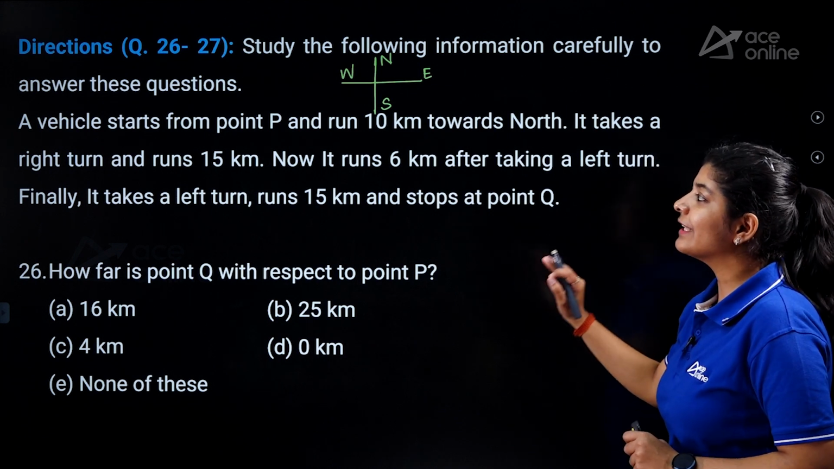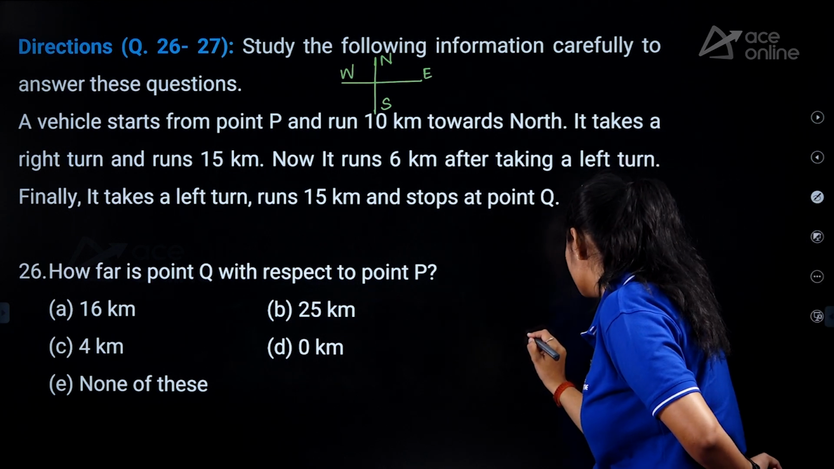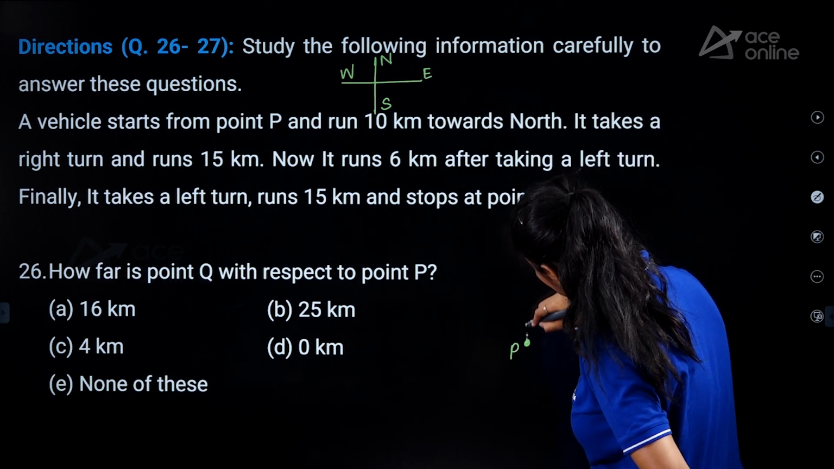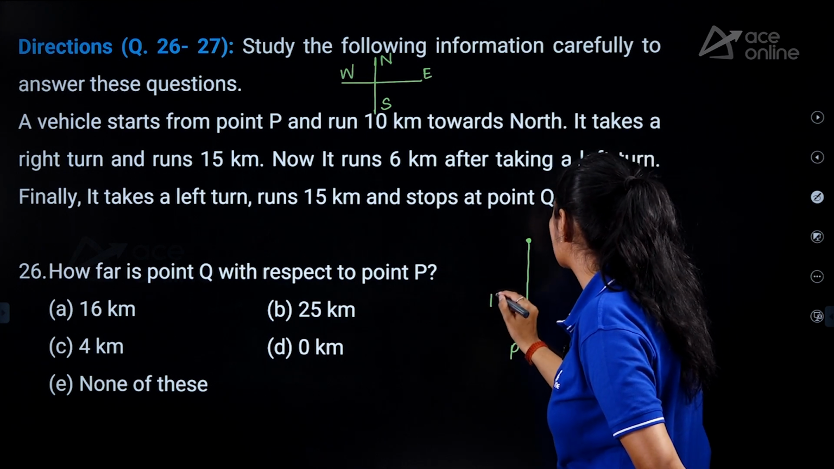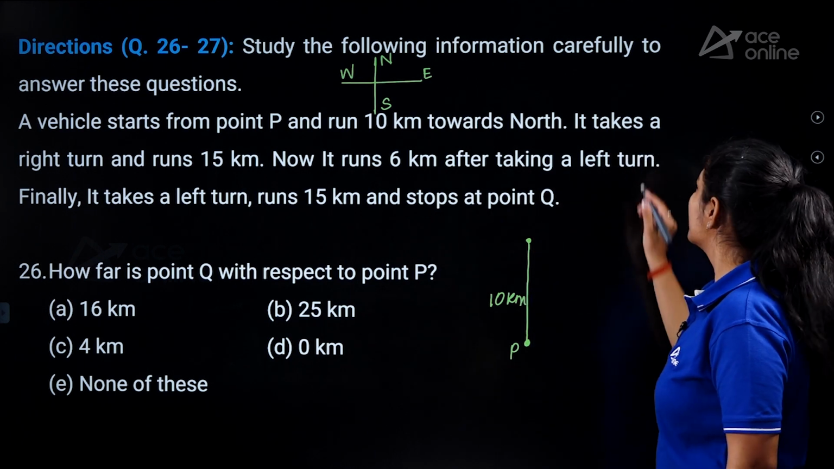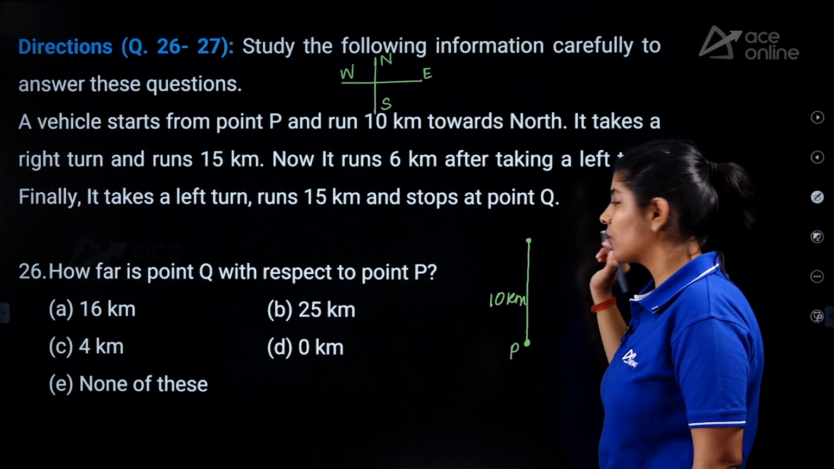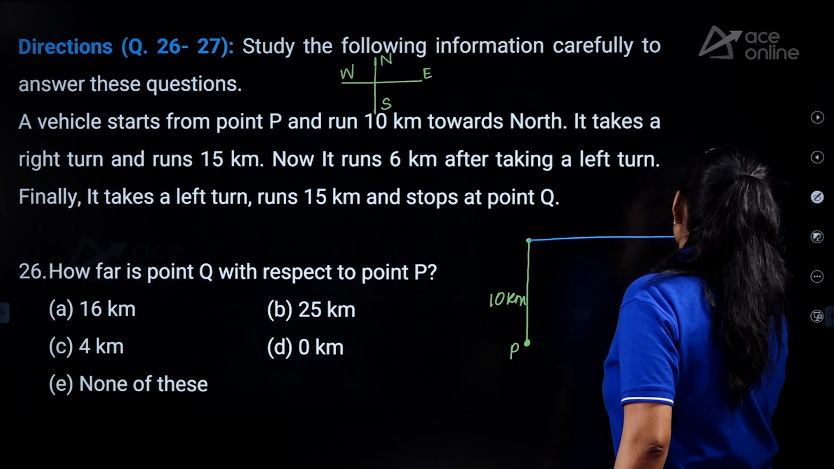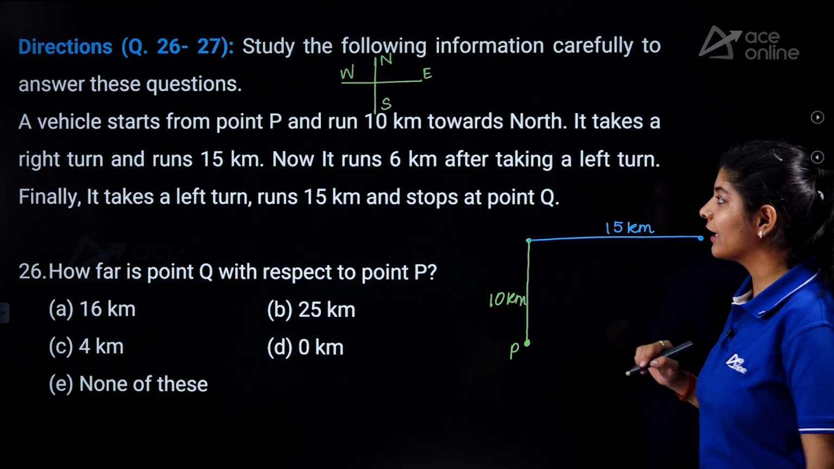So a vehicle starts from point P and runs 10 km towards north. So we can start from here. Let's suppose this is my point P and it covers 10 km in the north direction. The point is not given, so let's suppose it covers 10 km and reaches this point. Now, it takes a right turn and runs 15 km. Right turn means the clockwise direction. Let's suppose this distance is 15 km.